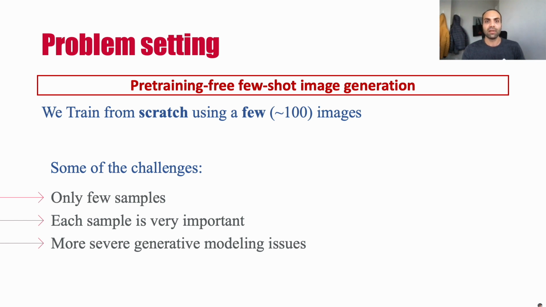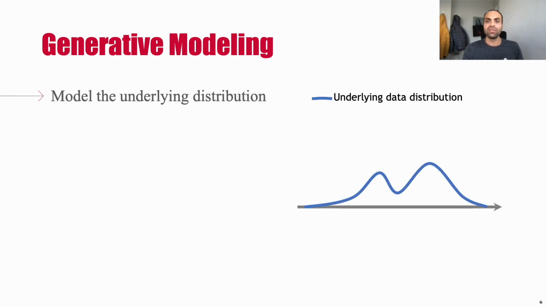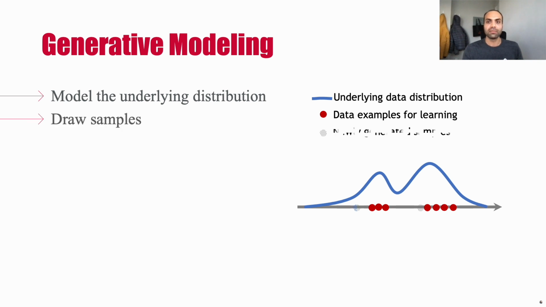due to limited data. Before we explore our approach to addressing these issues, let us briefly discuss the background and the existing challenges. In the field of generative modeling, one of the main goals is to model the underlying data distribution, and then draw new samples from it.